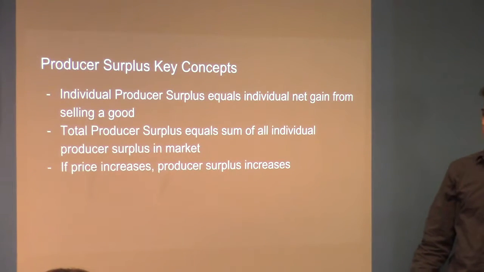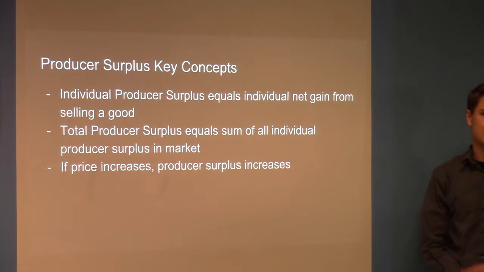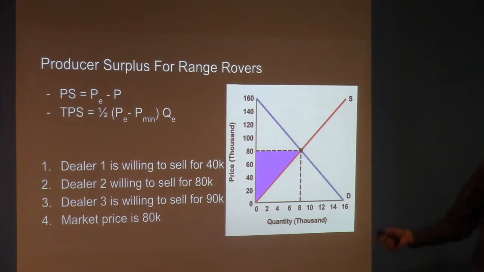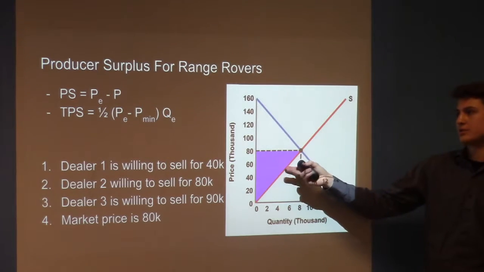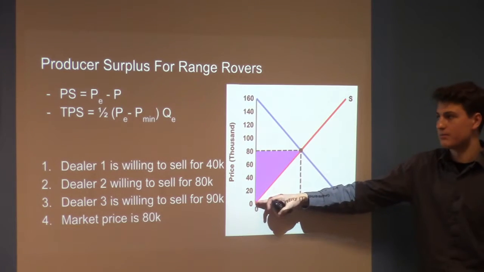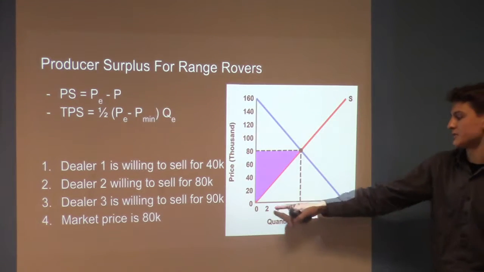And then similar concepts apply to producer surplus. Individual producer surplus is the individual net gain from selling a good, and total producer surplus is all the individual net gains combined. And again, if price increases on the supply-demand curve, producer surplus increases as well. So the producer surplus triangle is on the bottom. Producer surplus is the price at equilibrium minus the price at the minimum. So 80 minus 0, which is 80, times the quantity, which is 8.